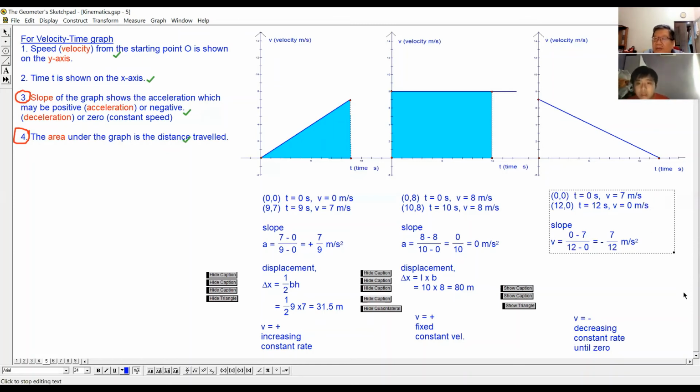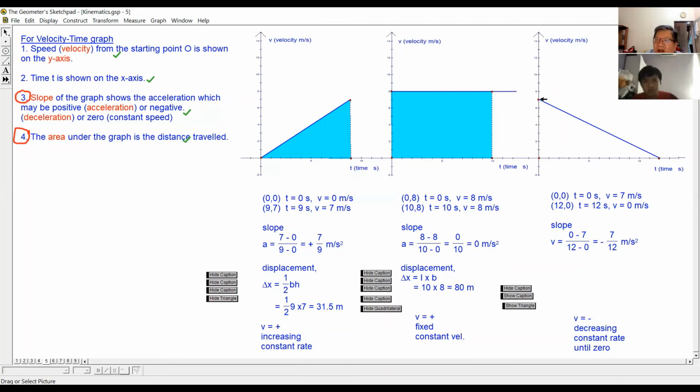Okay, so I want to find the slope. So I use 0 minus 7 over 12 minus 0. The answer is negative 7 over 12 meter per second squared. Why is it negative?